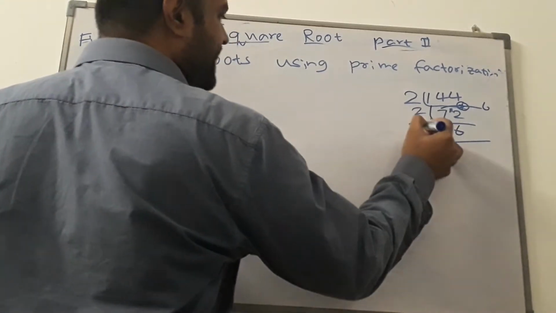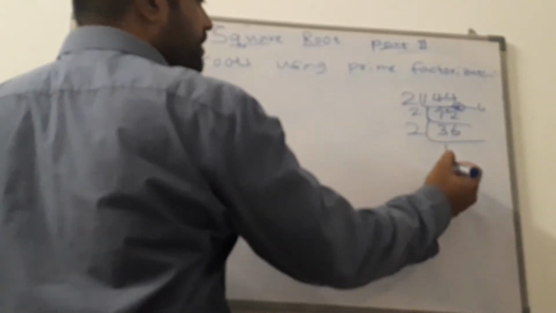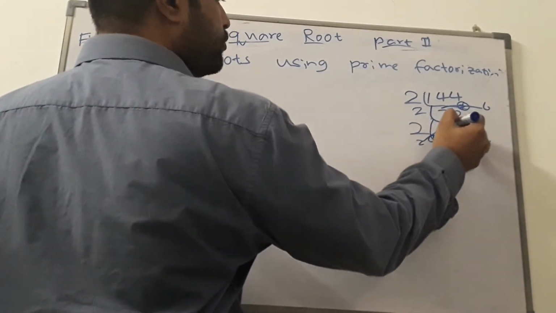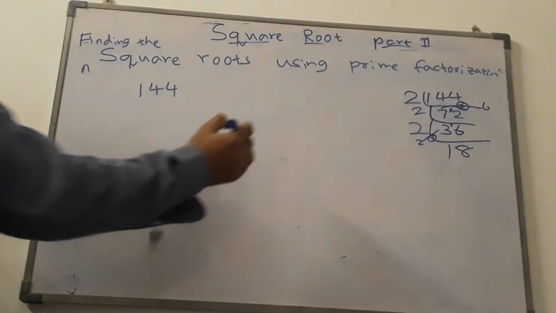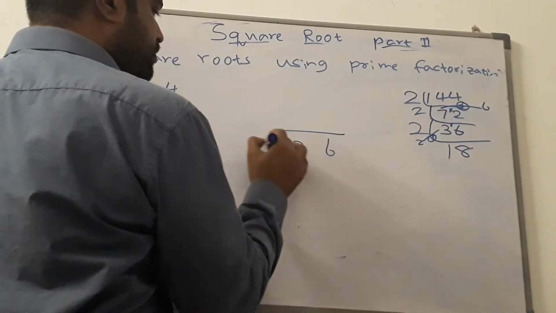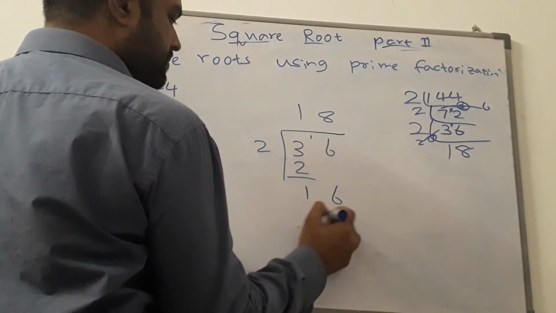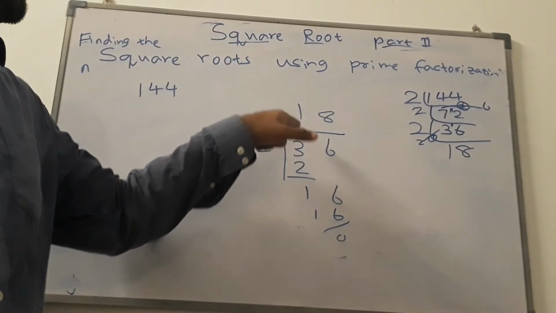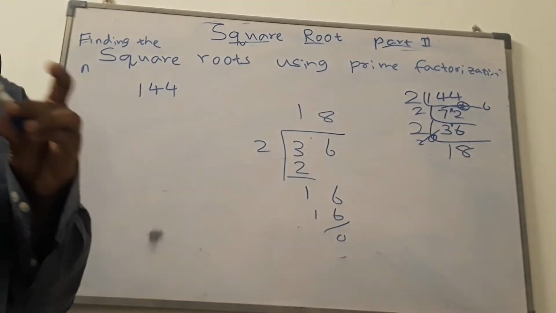36 is also an even number. Again we can divide it by 2. If we divide 36 by 2, we get 18. Again we can divide by 2. There are 9 2's in 18.